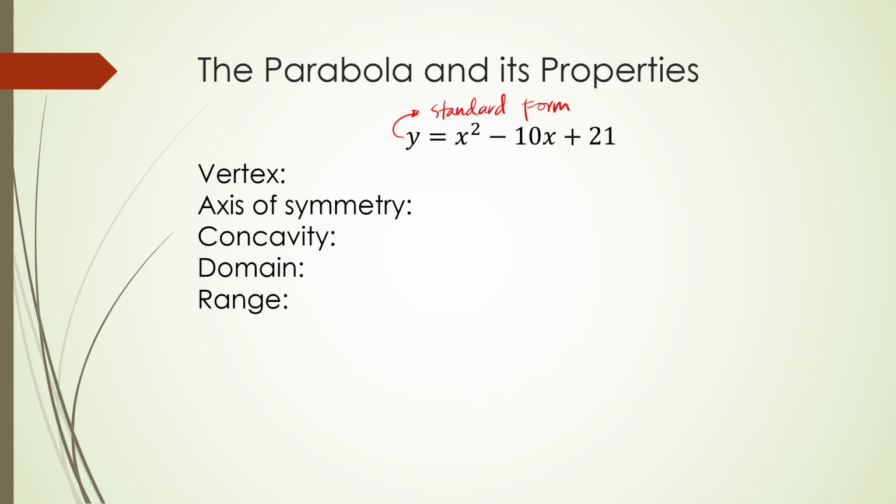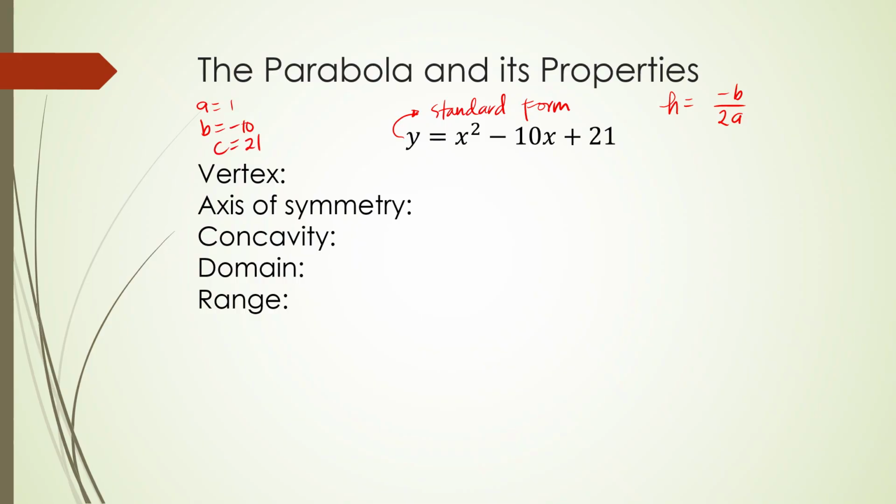Now, to find out the vertex, let us first have a formula for finding the value of h and the value of k, since the vertex is in the form h comma k. So the h here is negative b over 2a. The value of a here is 1. The value of b here is negative 10 and c is 21.